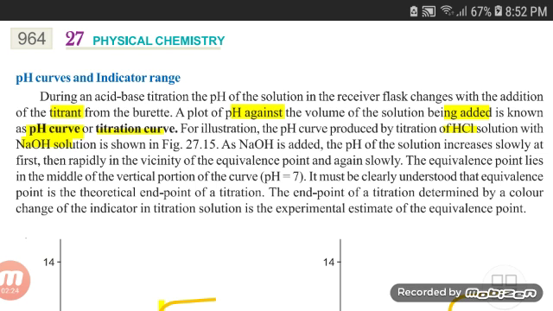After that, pH curves and indicator range. During the acid base titration, with the addition of titrant from the burette, the pH of the solution in the receiver flask changes. When we plot the graph of pH against the volume of the solution being added, this curve is known as the pH curve or titration curve.